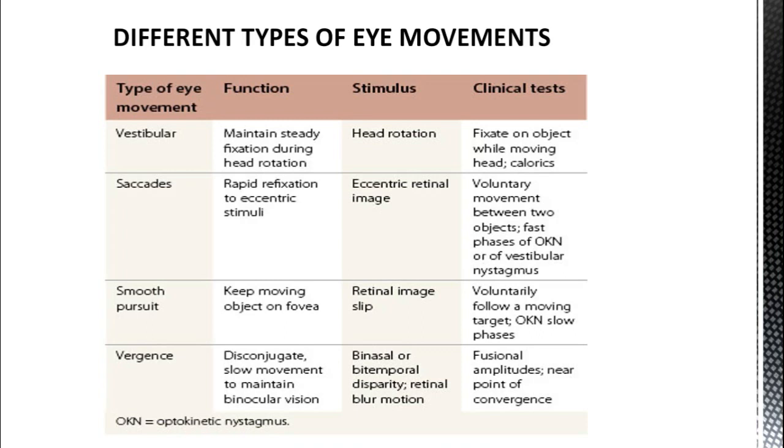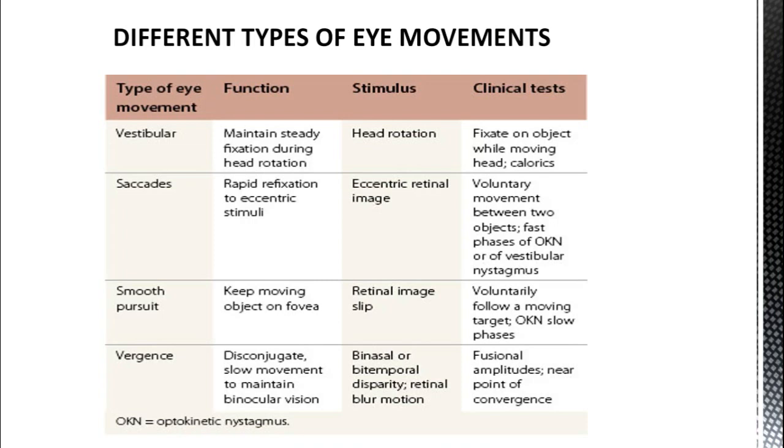Saccades. Saccade means rapid movement, like rapid refixation to eccentric stimuli. If there are two objects, there is a voluntary movement between the two objects.